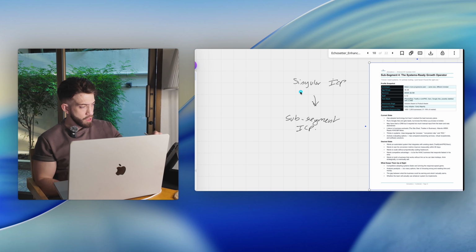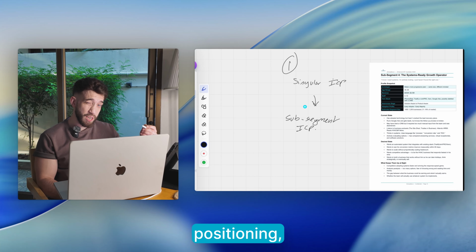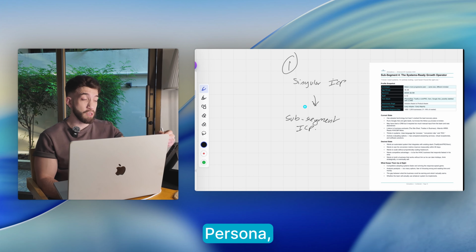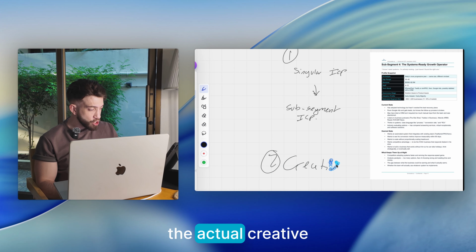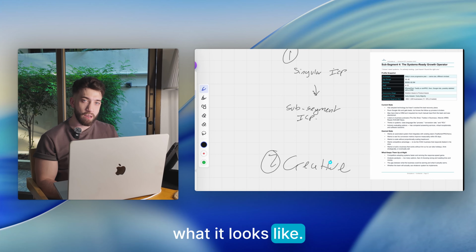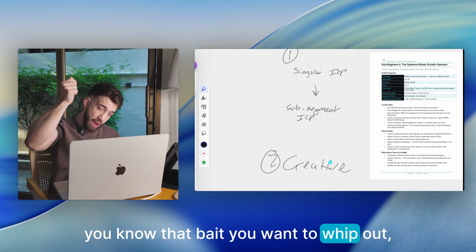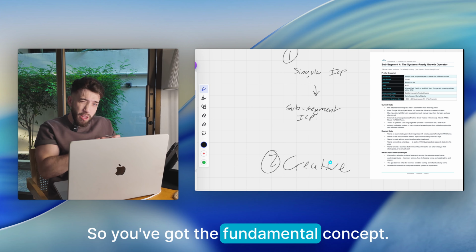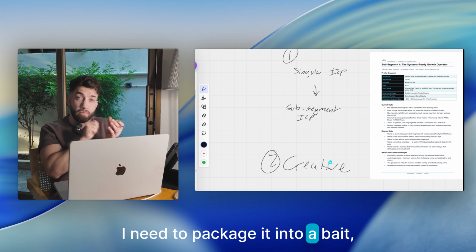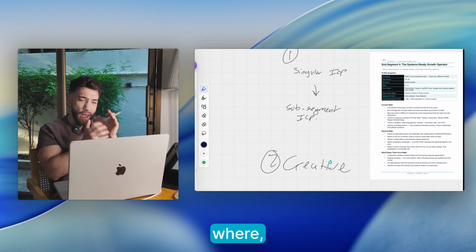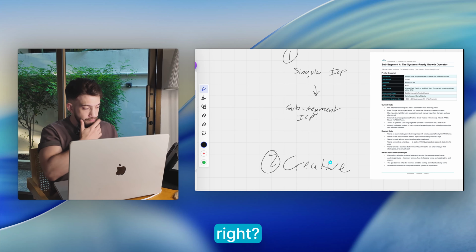This is the positioning, the actual ICP, your target persona level. Then you have your creative, the actual creative, what it looks like. So when you've got the seed, the angle, that bait you're going to whip out, you're preparing it. You've got the fundamental concept. Before I flick it out into the ocean, I need to package it into a bait. However I assemble the bait together, maybe it's a video, maybe it's a static.